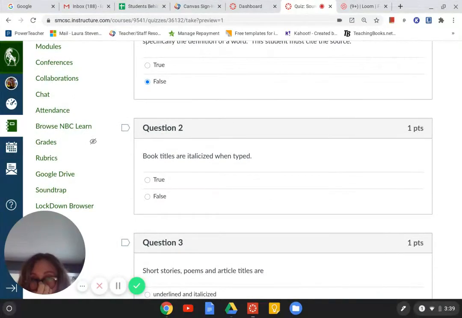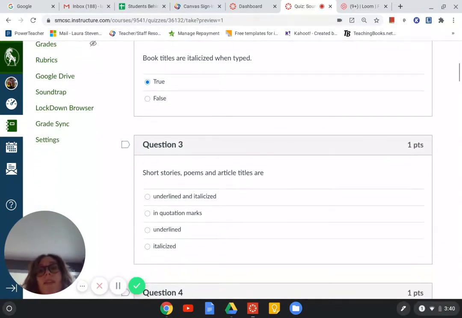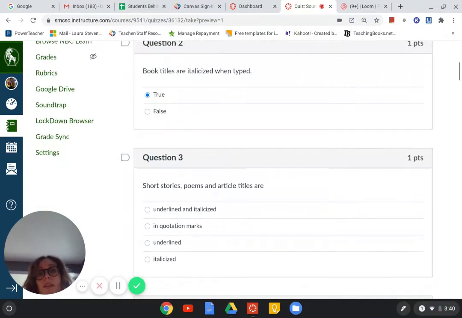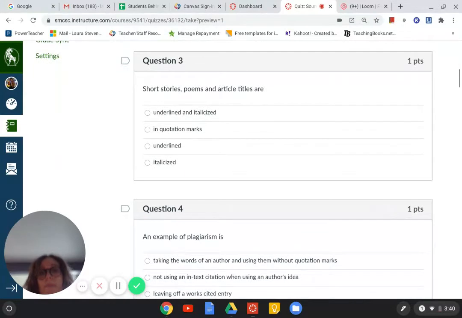Number 2, book titles are italicized. Now, some of these I'm not going to give you the answer to, so you're going to have to pay attention. But yes, book titles are italicized. Short stories are, what do you guys think?